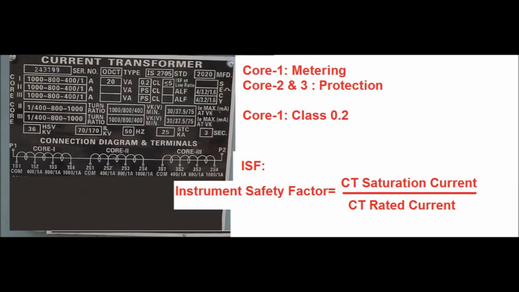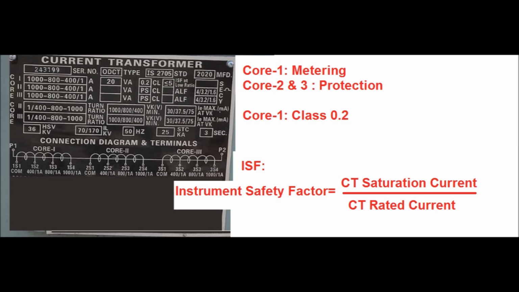Next in the CT, the different cores are mentioned. Here three cores exist. Core 1 is the metering core, since it is given by VA burden, and the accuracy class is mentioned as 0.2 class. Core 2 and core 3 are the protection class. So core 1 accuracy class is 0.2.